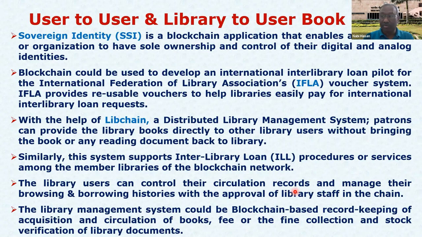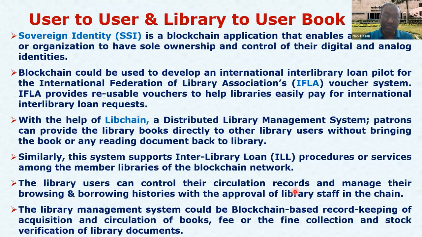For example, if you want to do a user to user and library to user book loan, that is possible. Self-sovereign identity, known as SSI, is a blockchain application that enables an individual or organization to have sole ownership and control of their digital and analog identities. Then blockchain could be used to develop an international interlibrary loan pilot for the International Federation IFLA's voucher system. IFLA provides reusable vouchers to help libraries easily pay for international interlibrary loan requests.